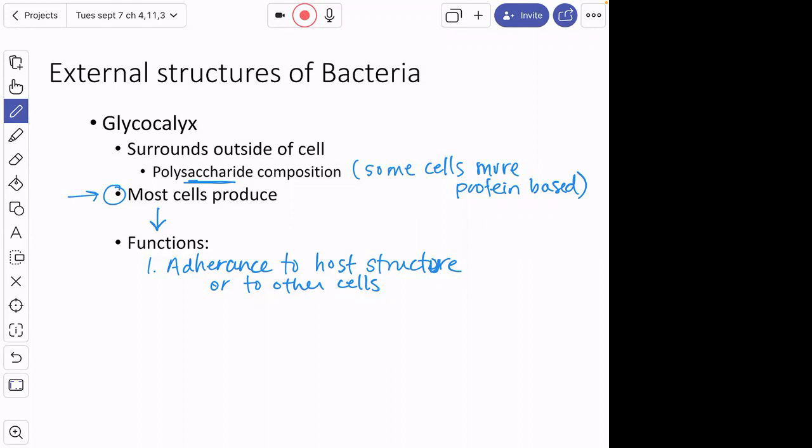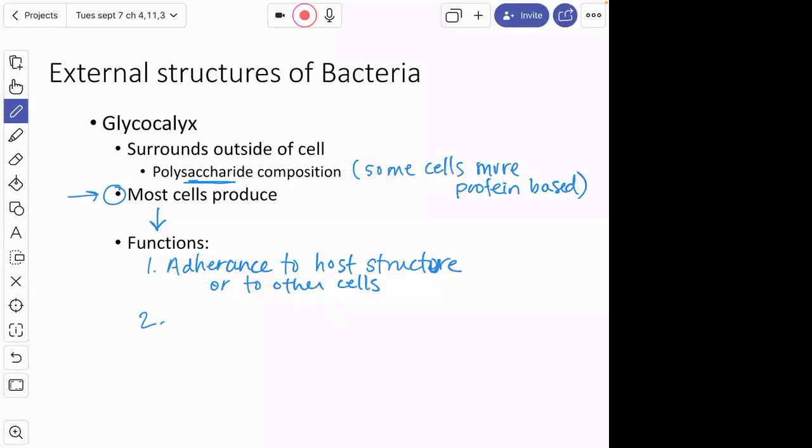What kind of host structures might a bacterial cell stick to? Good examples in your mouth, right? You have probably on the order of 200 different bacterial species that secrete a glycocalyx to help them stay in your mouth so they can stick to your teeth instead of getting washed down into your digestive tract. Okay, so without that glycocalyx, they wouldn't be able to stay there, but that's what contributes to tooth decay and plaque formation, all those bacteria in your mouth.